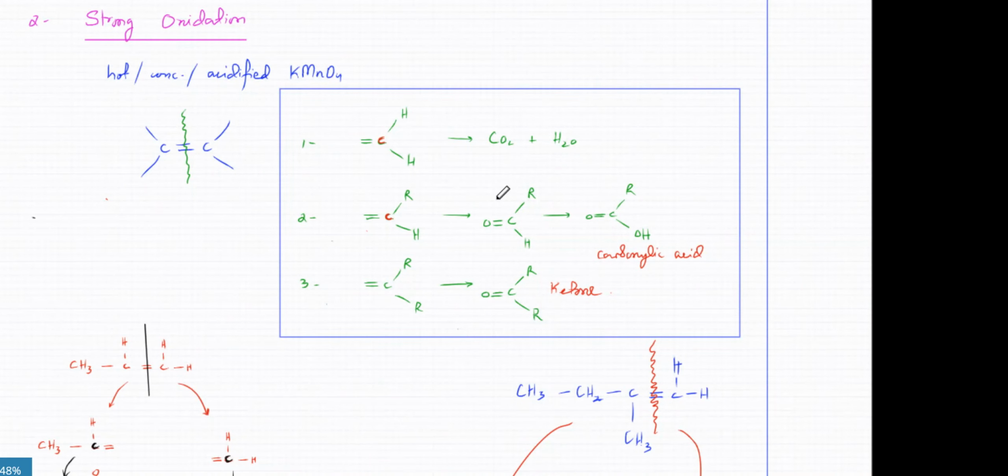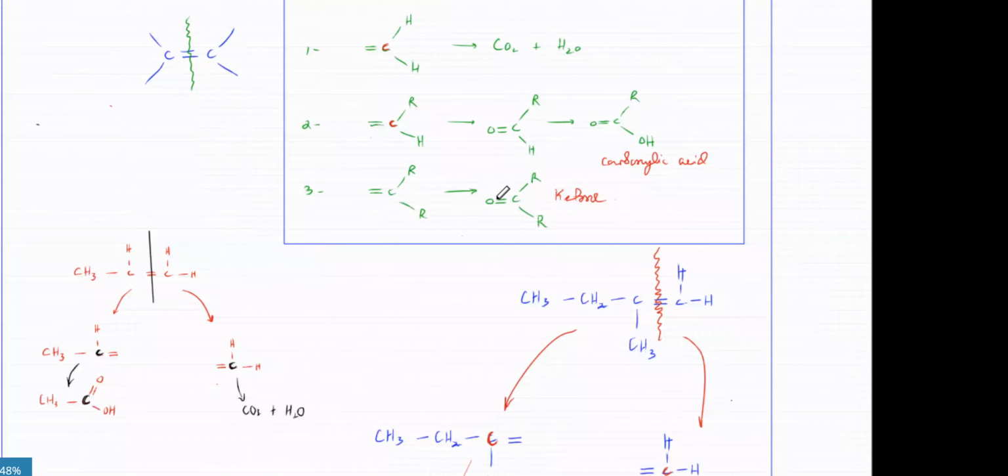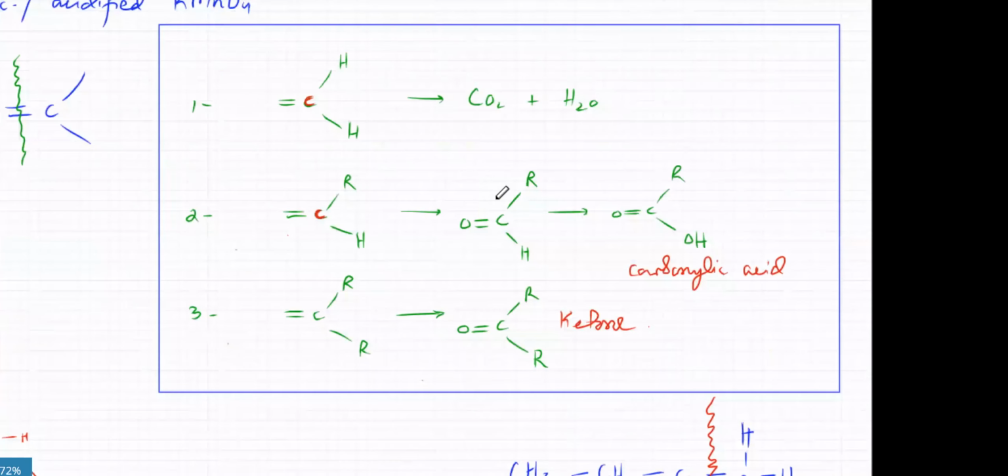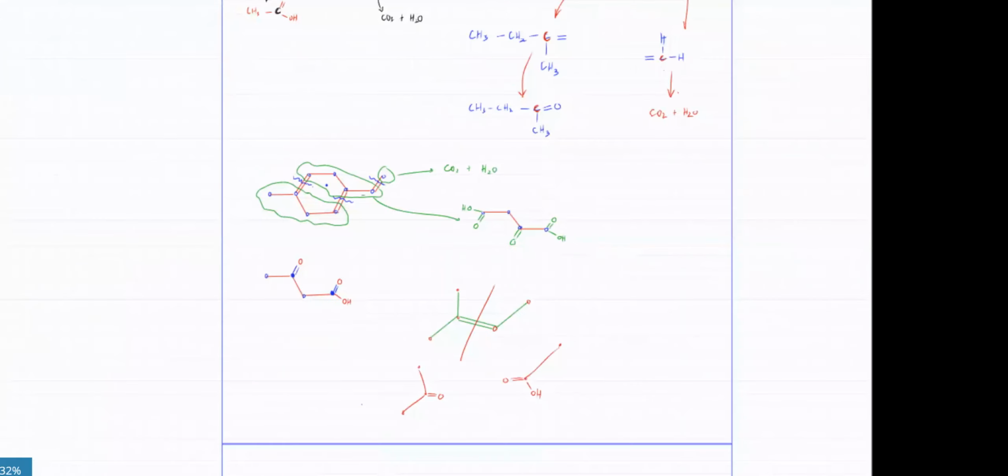And there are three scenarios when the double bond breaks. Either the double-bonded carbon has two hydrogens, and it turns into carbon dioxide and water. The other is that it has a carbon chain with an H, and then that double-bonded carbon atom turns into a carboxylic acid. And if the double-bonded carbon has two carbon chains, then it turns into a ketone. So there are three different scenarios you're dealing with. Whenever you do oxidation, you're going to look at those three scenarios.